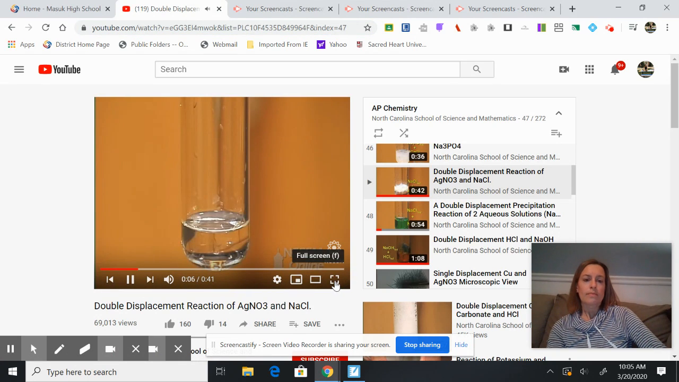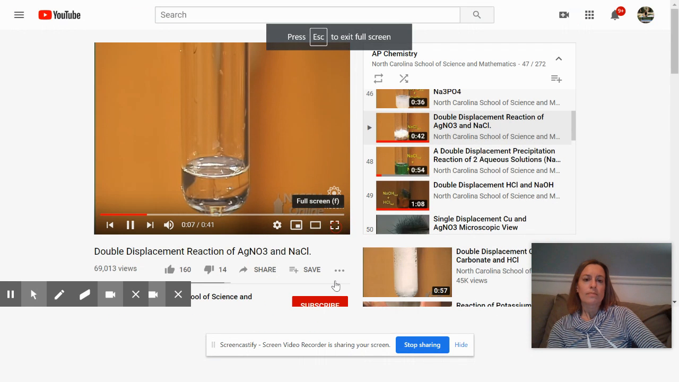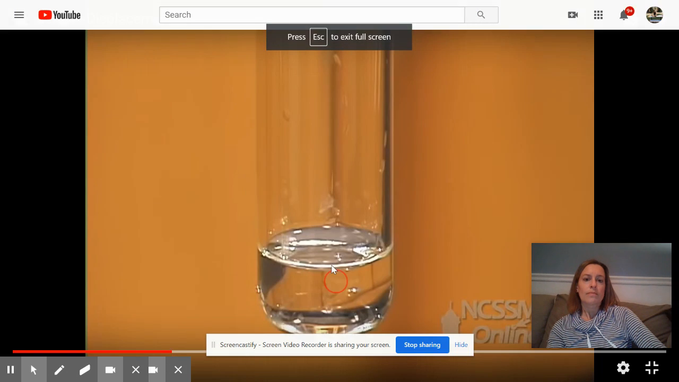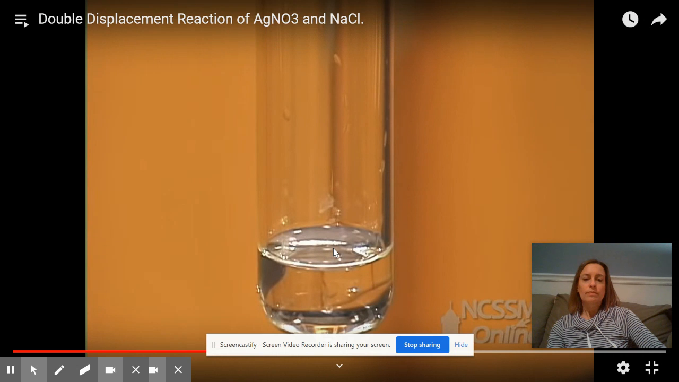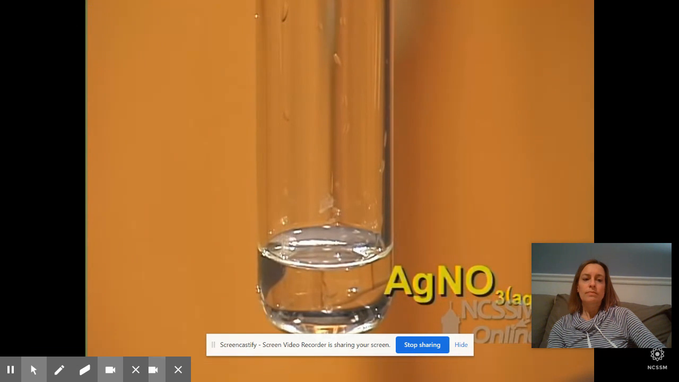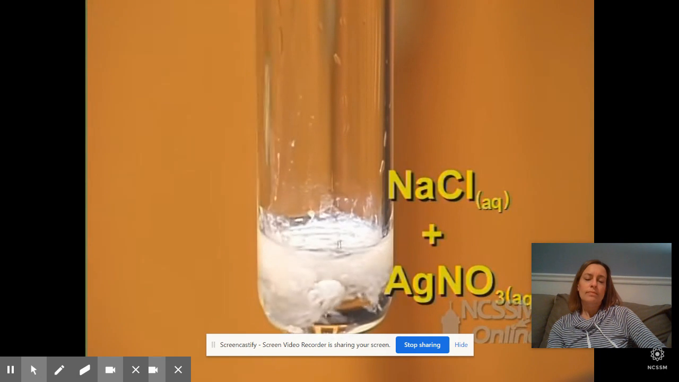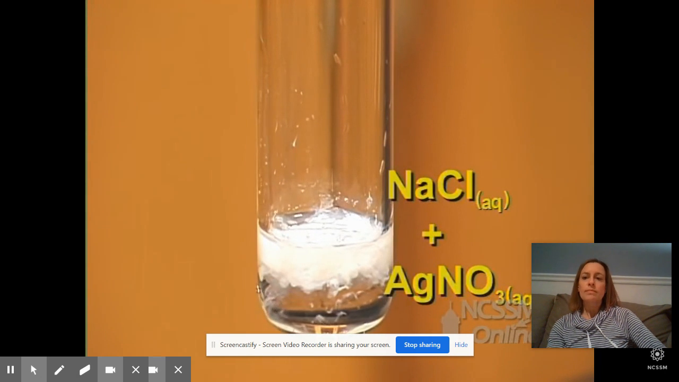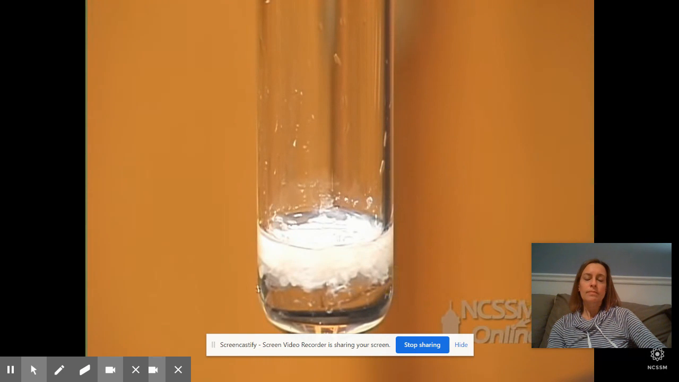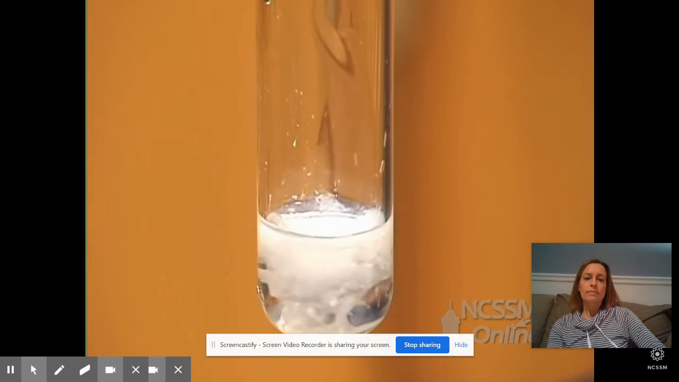In the double displacement reaction of silver nitrate and sodium chloride, we have a solution of silver nitrate, which is colorless. We'll add a solution of sodium chloride, which is also colorless. When the sodium chloride solution is added to the silver nitrate solution, a white precipitate, insoluble silver chloride, is formed.